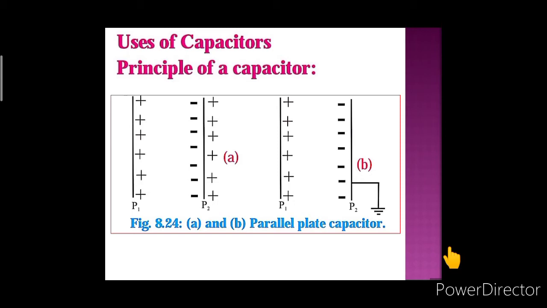Now here we are considering the parallel plate capacitor, which consists of two parallel metal plates, each of area A, separated by a finite distance d, containing the dielectric between them. One of the plates is positively charged and the other is connected to earth.